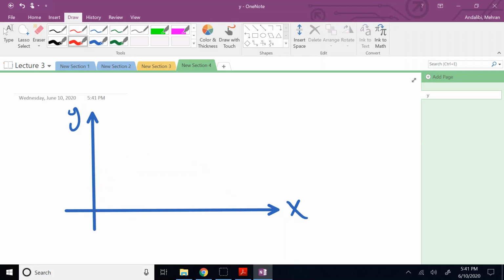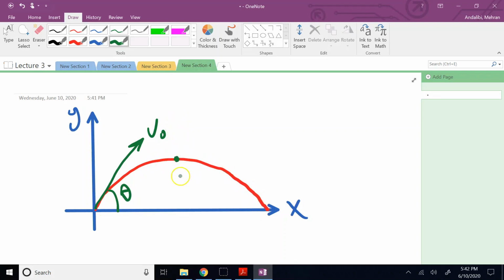Okay, and let me do it again. Okay, so we shot this with the initial tangent velocity v naught and with the angle theta. If I shot it from the origin, this is going to be completely symmetric. So if I find my max height point here, the left side of this curve and the right side of this curve are completely symmetric with respect to a vertical axis passing through the max height point.